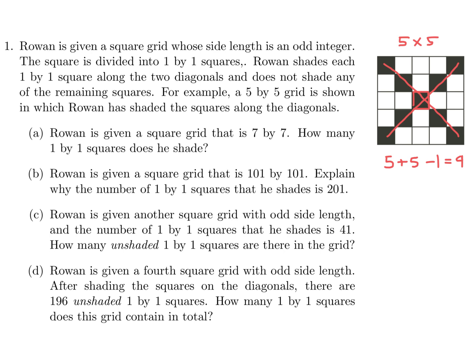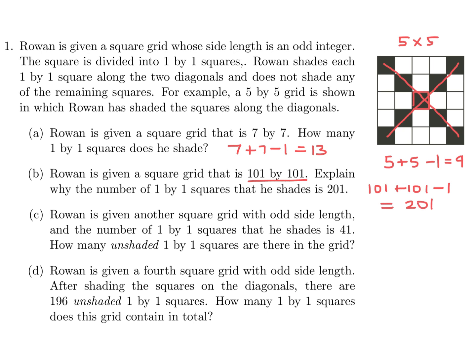So 7 by 7 would be pretty much the same principle. It'd be 7 plus 7 minus 1, which is 13. So that's a quick way of doing that. 101 by 101, which is part B, is the same thing. 101 plus 101 minus 1. And that, I believe, is going to be 201.